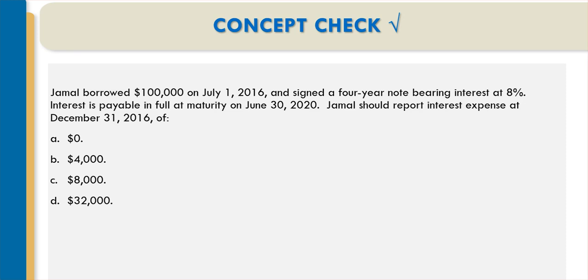Jamal borrowed $100,000 on July 1st, 2016, signed a 4-year note bearing interest at 8%, and the interest is payable at maturity on June 30th. So this is an important point we need to make also when we start working these financial instrument problems. You notice on the previous one, it started on July 1st, and therefore if this had been done in the same way, we would have had maturity July 1st, right?